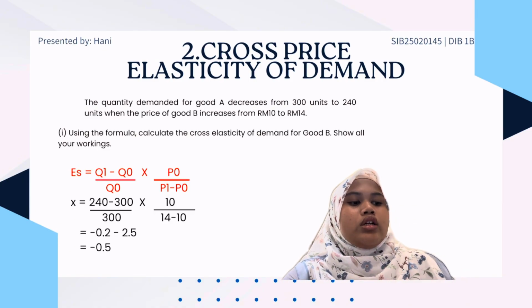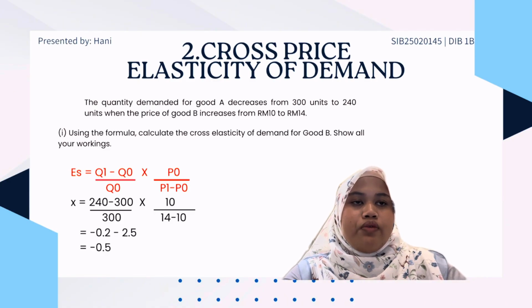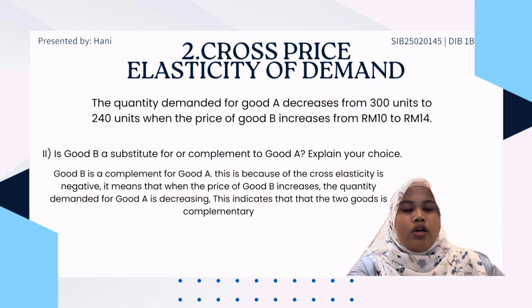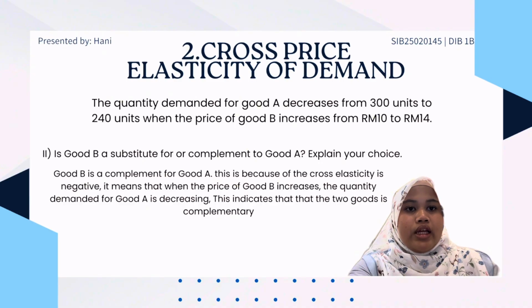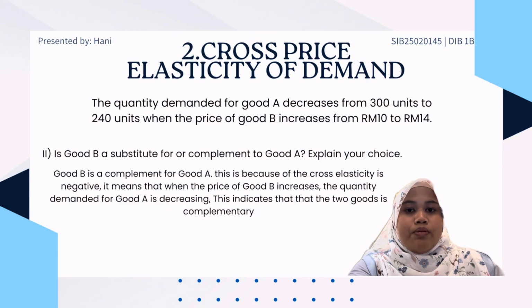Let's go to the second question, which is: is good B a substitute or a complement to good A? Explain your choice. Good B is a complement for good A. This is because of the cross elasticity's sign. It means that when the price of good B increases, the quantity demanded for good A decreases. This indicates that the two goods are complements.